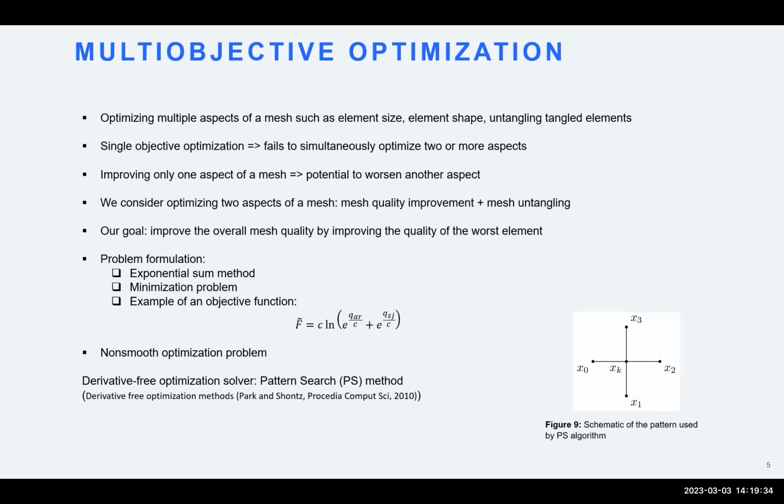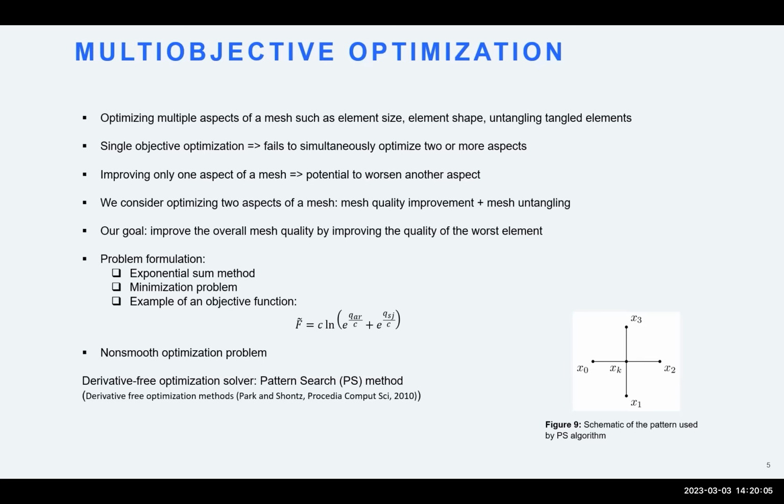Optimization offers us a hand in improving the quality of our mesh, getting rid of those tangled or overlapped elements. There have been efforts to use optimization methods for this purpose, but the majority of the work is focused on using a single quality metric for building the objective function. Now, what is the problem with that?